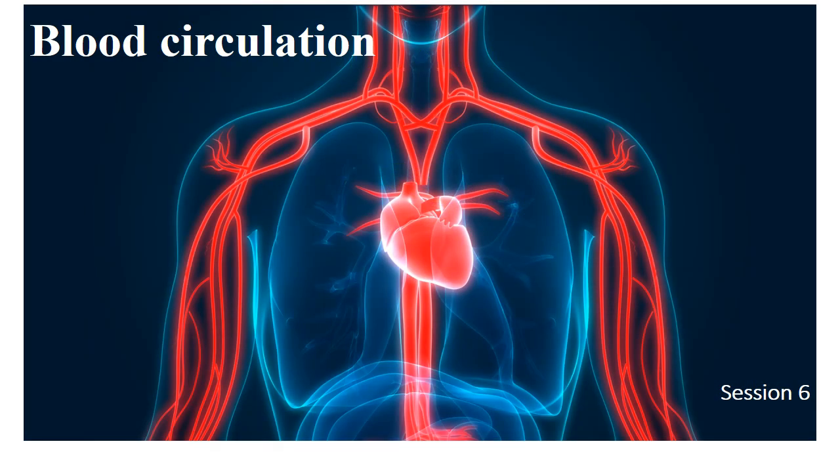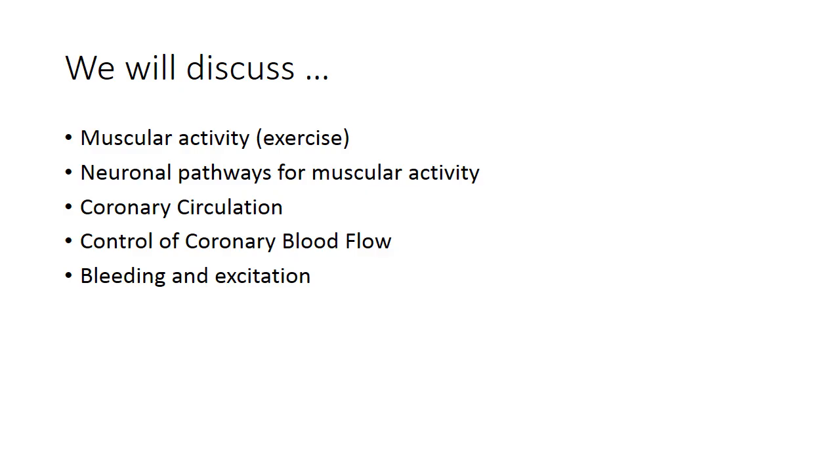This is the last session of the blood circulatory system. Today, we will discuss muscular activity during exercise and which factors could regulate it: the neuronal pathway and the humoral pathway. After that we will see what coronary circulation is and how it is controlled in our body, and finally we will see what happens during bleeding and some emotions such as excitation.